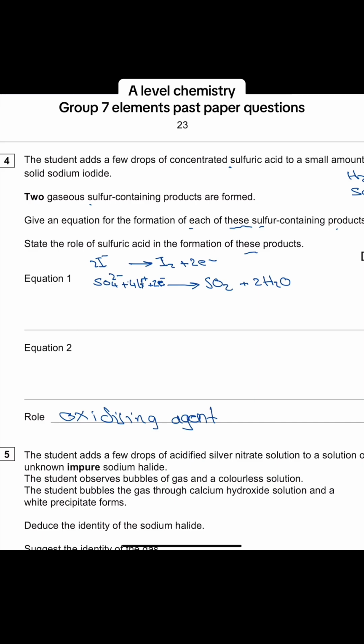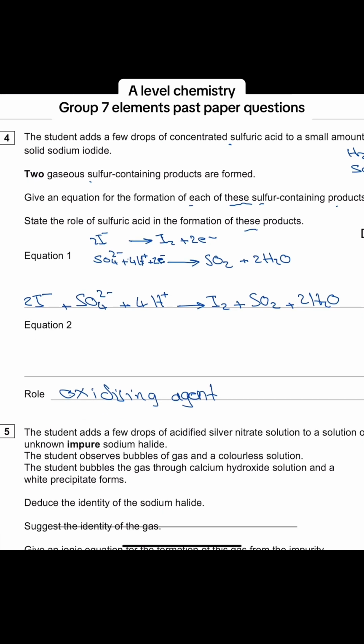So we need to add two electrons to have zero charge on the left-hand side like the right-hand side. Now, both of these equations have two electrons, so let's add them together. So 2 of the iodide plus the sulfate plus 4 of the protons will give us the iodine plus sulfur dioxide plus 2 water molecules. Now we have everything balanced and we have this equation. The second equation is for the sulfate to be reduced to give hydrogen sulfide. So now we know the equation for the iodide. We don't need to repeat it now.